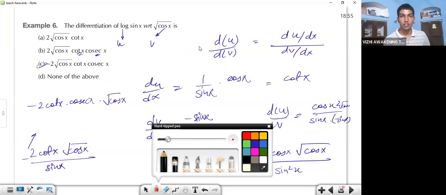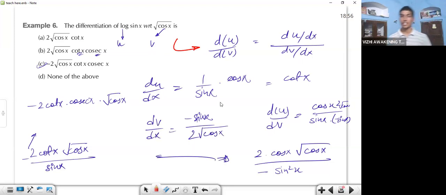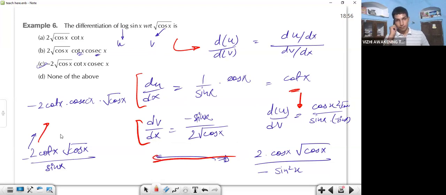So what have we done in this question? There are two functions. So we had to first solve for du by dx. We have solved it separately here and here. Then we have put in its value and solved it in this direction, in this direction.